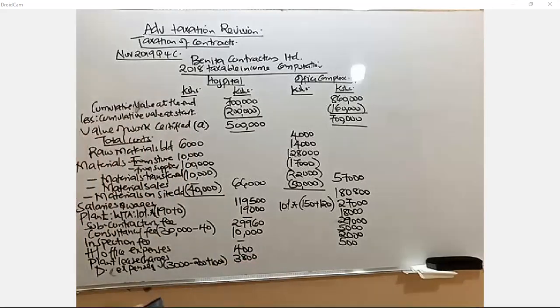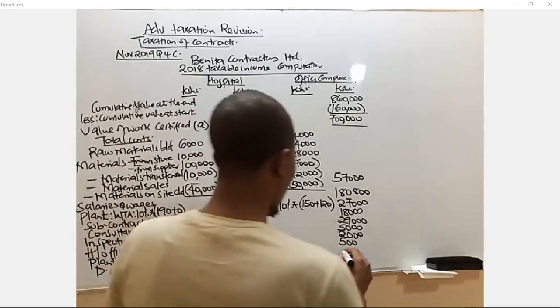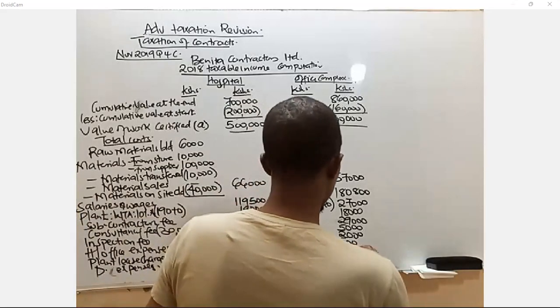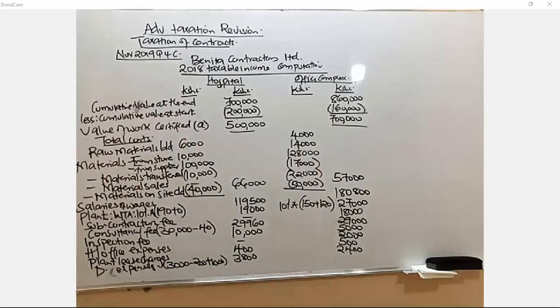And on the other side, we do the same. So the direct expense, we have 2,000, plus 400, because we don't have the beginning balance for the office complex, getting around 2,400. We don't have any other costs. So in this case, allow me to get the total cost.